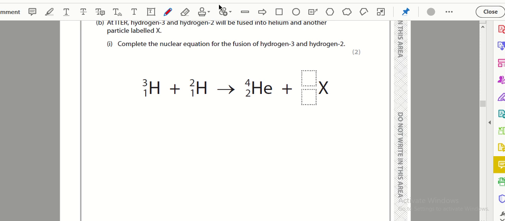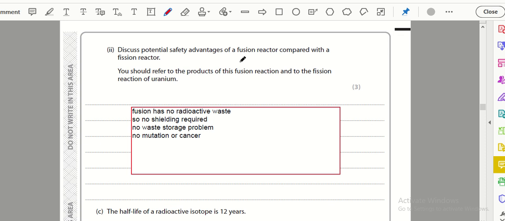and so the atomic number for X will be 0, and for the mass number here is 5, here is 4, so this should be 1, which is certainly the neutron.